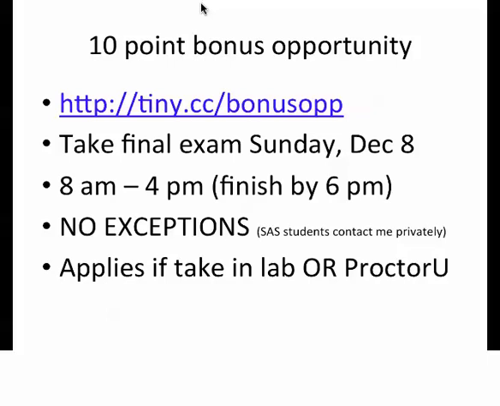And the reason you have to submit by 6 p.m. is that I add the 10 points once. And if your exam isn't completed, you don't get the 10 points, okay? So the 10 points gets added around 6 p.m. It should show up pretty close to 6 p.m. No exceptions. That said, if you're registered with the Student Accessibility Services Office, I think you should have contacted me already. But other than that subset, there are no exceptions.